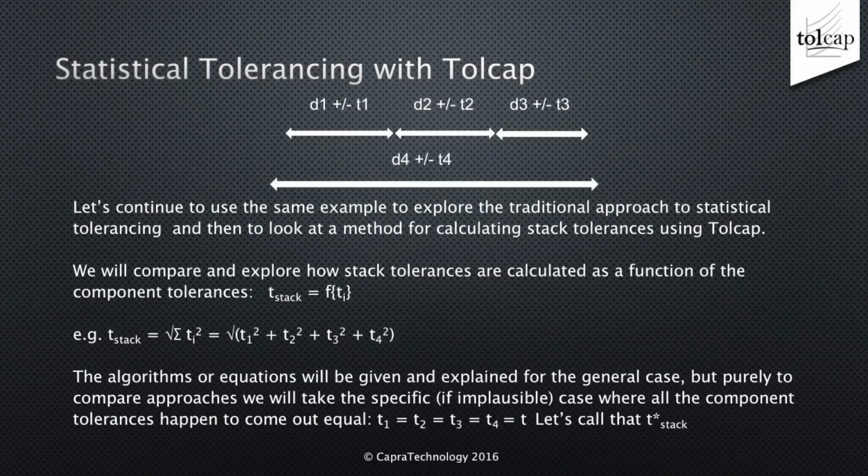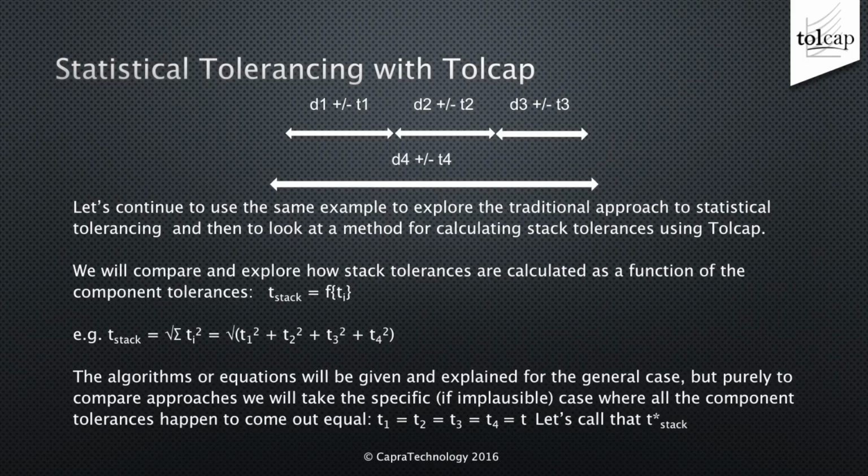Okay, if you're back now, let's continue to use the same example to explore and try and understand the traditional approach to statistical tolerancing, and then we'll take a look at a method for calculating stack tolerances using Tolcap. We'll compare and explore how stack tolerances are calculated as a function of the component tolerances. T-stack is a function of the individual tolerances. That just means that there's some equation, such as T-stack is the root of the sum of the tolerances squared, which just means square each of the tolerances, add them all together, and then take the square root.